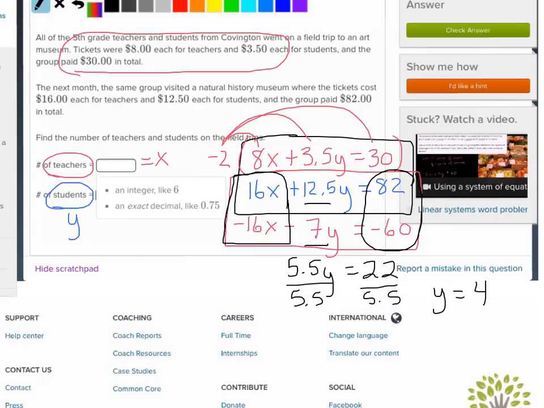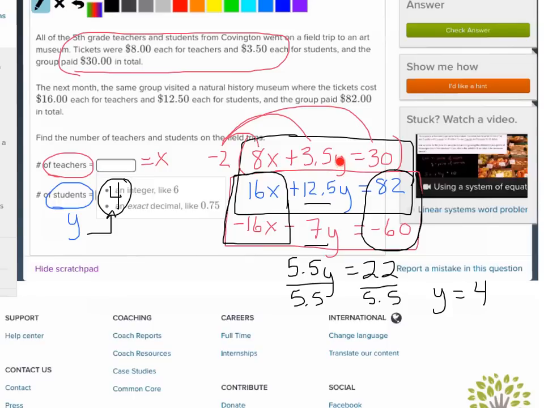So 4 students went on the trip. And it makes sense that it's a whole number because you can't have half a student go, right? Now, we know 4 students went, but we don't know how many teachers went. We know that y represents the number of students, so why don't we plug 4 in for y in this equation or this equation or this equation? You could plug it in for any y. I'm going to use the top equation because it seems to have the smallest numbers to deal with.